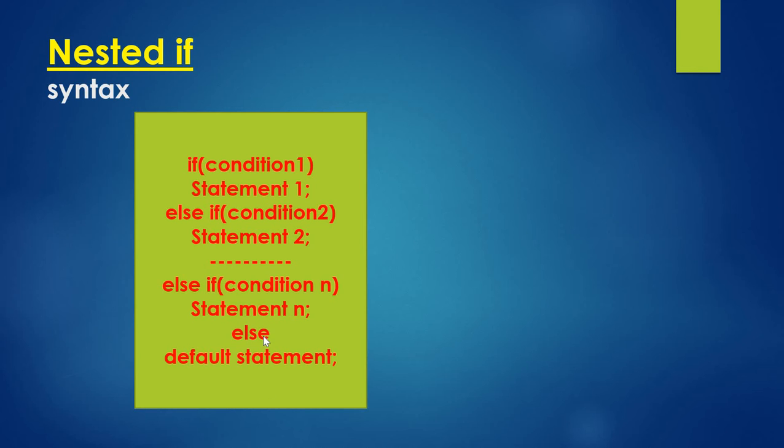Then see, finally this else condition. In else condition, default statement. That is, this default statement is executed when all these conditions are false. If all these conditions are false, then this default statement, or else part, will execute. This is the syntax for nested if statement.